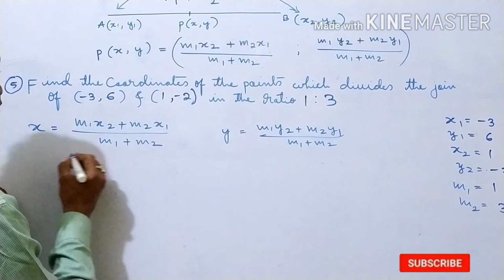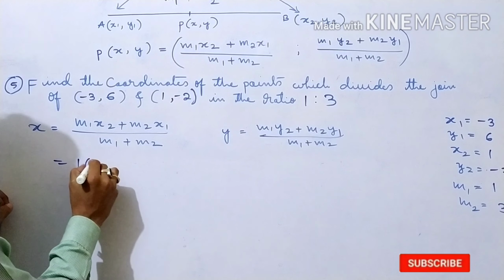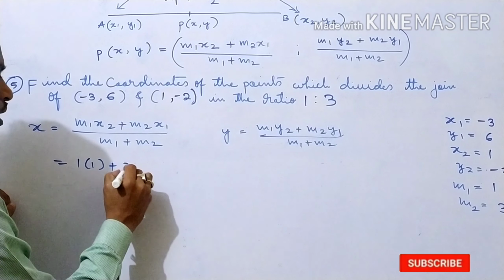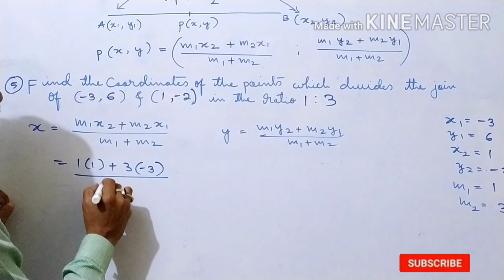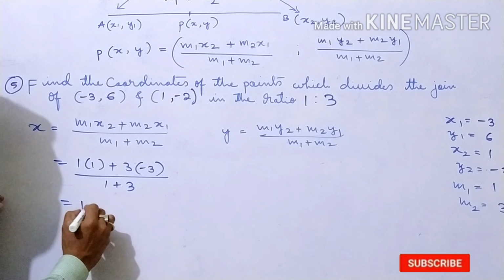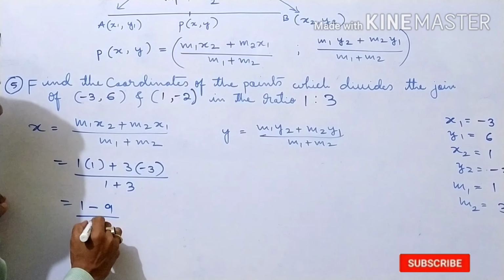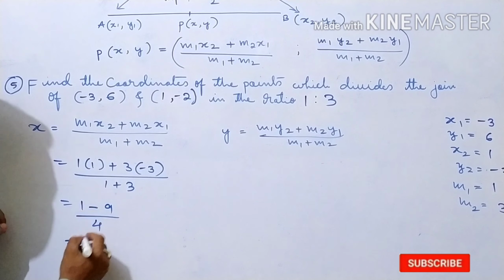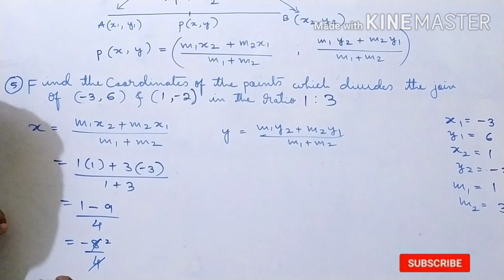Then substitute here. What is m1? 1, x2 1, plus m2 3, x1 minus 3, whole divided by m1 plus m2, 1 plus 3. Then multiply 1 into 1, 1, plus into minus, minus 3 threes are 9, divided by 1 plus 3, 4. So this is equal to 1 minus 9, minus 8, divided by 4. 4 ones are 4, 4 twos are 8. So this is equal to minus 2. The x value we got here is minus 2.